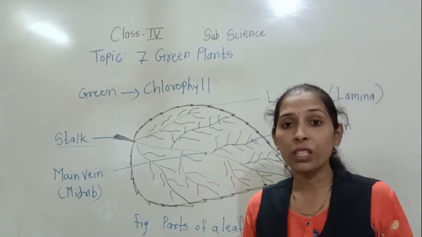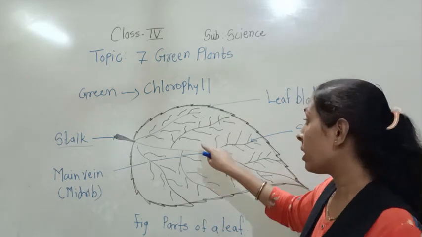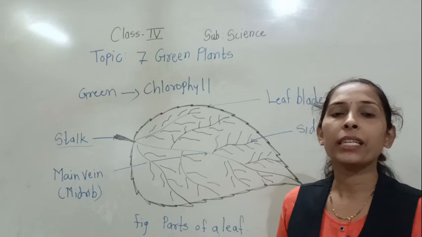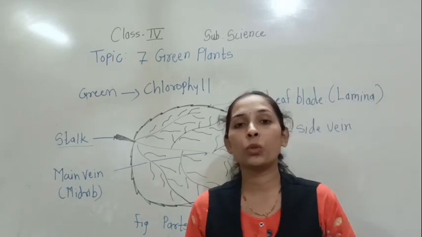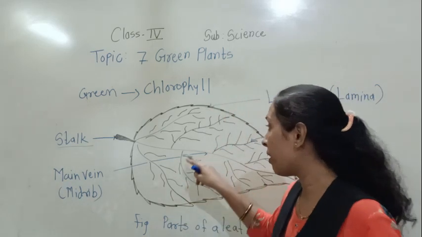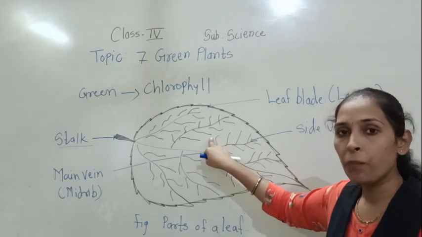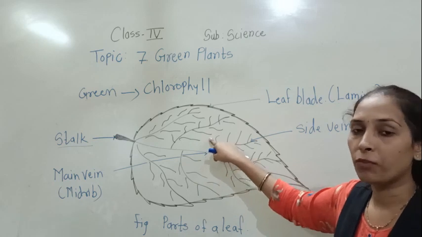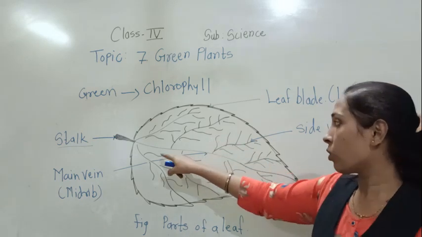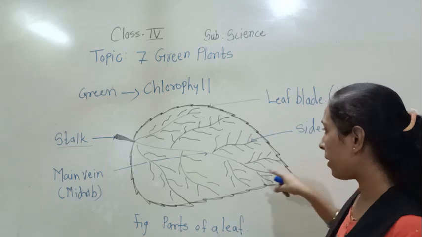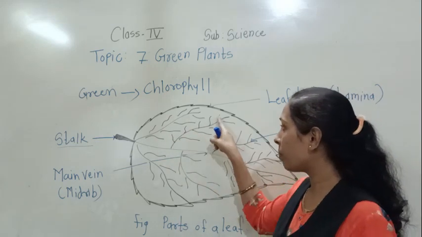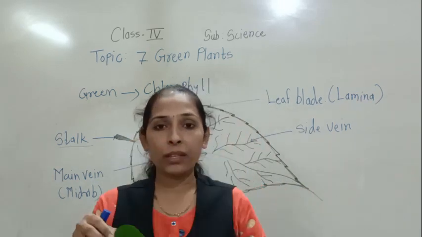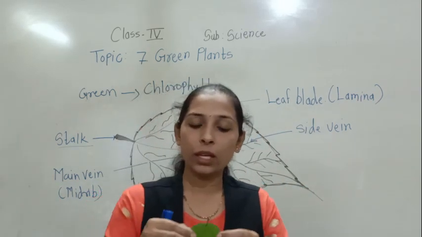And what is the function? What is the work of the side veins? The side veins help to transport water and minerals, and also help to transport the prepared food in the leaves. So from the midrib, a number of side veins arise, which help to transport the water, minerals, and the prepared food.